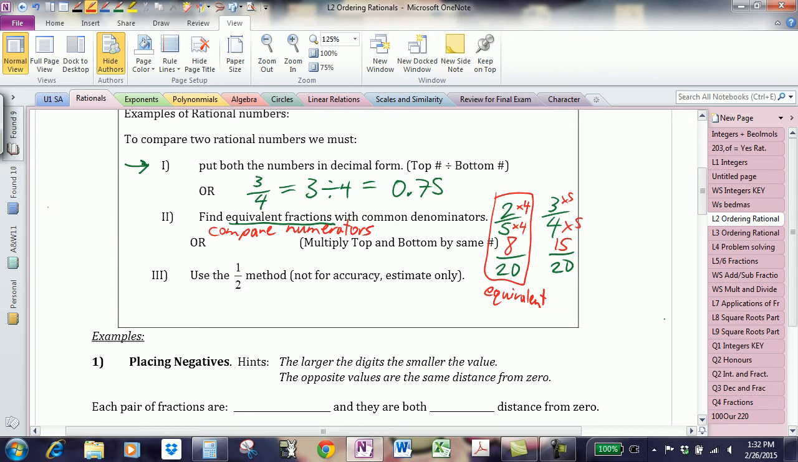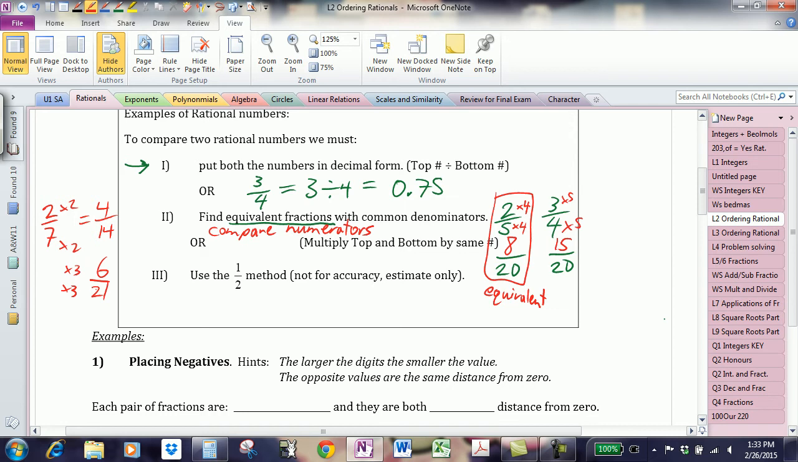Say we had 2 over 7. What would be another equivalent fraction? Well, it's real simple. Times it by 2, and we get 4 over 14. Those are equivalent fractions. Or you could times them both by 3, and what would be another equivalent fraction? 6 over 21. Okay, so all 3 of those have the same value.